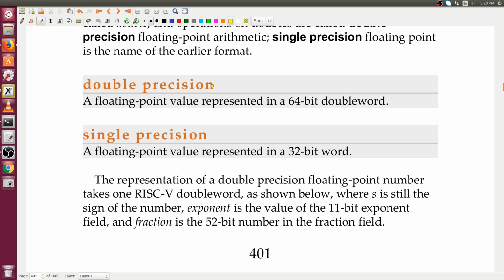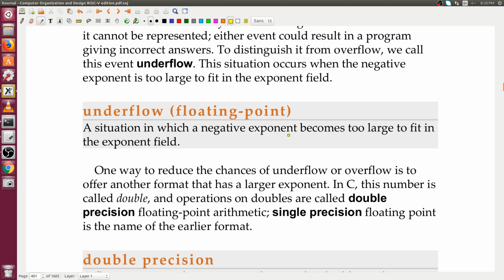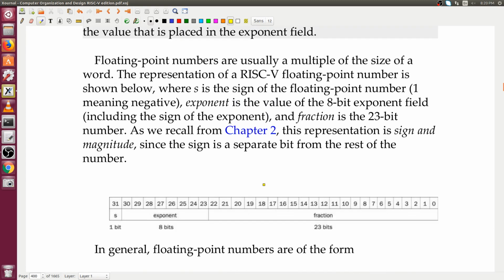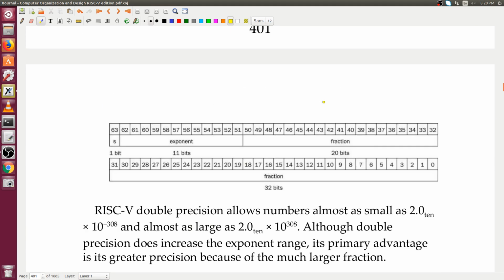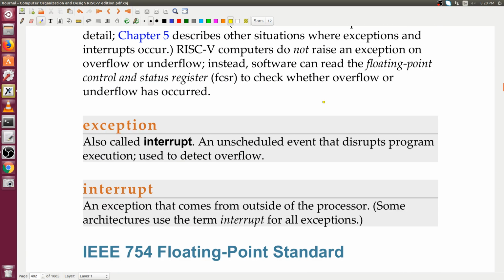Now, there's something else called double precision. Basically what they do there is they extend this from 32 bits to 64 bits. They add some more space for exponents, and they add some more space for the fractional portions. Really simple, very easy concept.